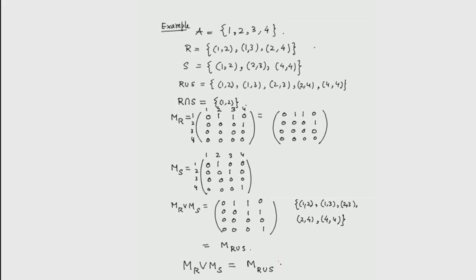Now, what about the intersection? Let us look at the same pair of matrices. So, we have again MR, which is equal to 0 1 1 0, 0 0 0 1, then 0 0 0 0 and 0 0 0 0, and we write MS, which is 0 1 0 0, 0 0 0 1 0, and then the third row is totally 0 and the last row is all 0 except at the last entry where we have 1.